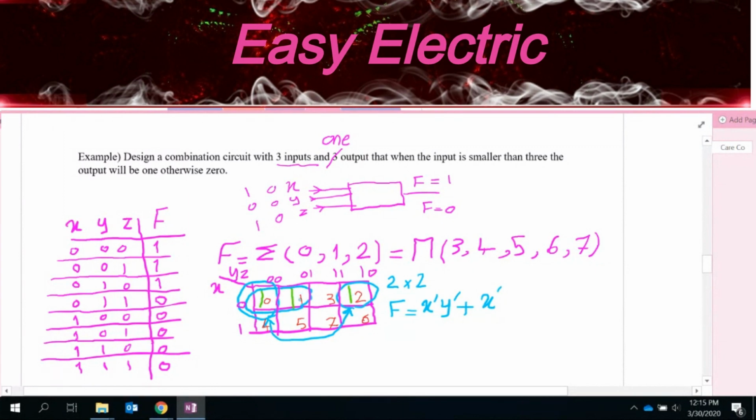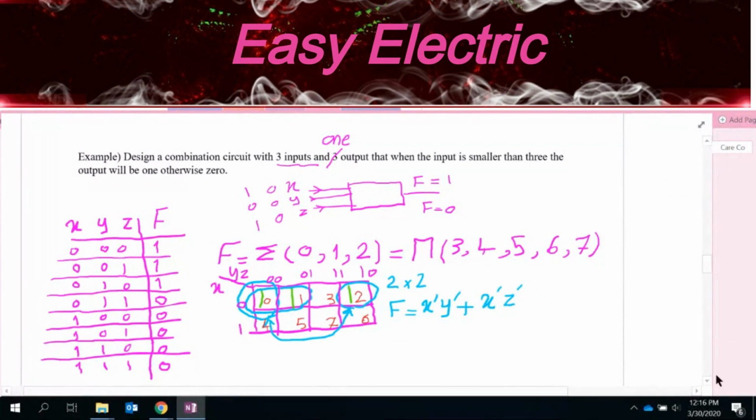So I'm writing for these two, 0 and 2. The x is 0, x prime. Here, y is 0, here is 1, it's gone. And the z here is 0, here is 0, should be z prime, okay? So you got x prime, y prime plus x prime, z prime, okay?